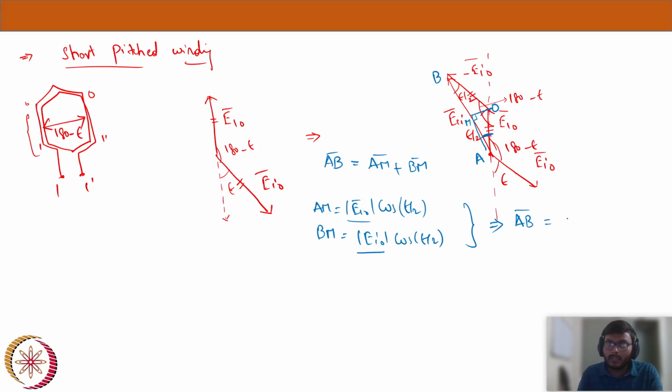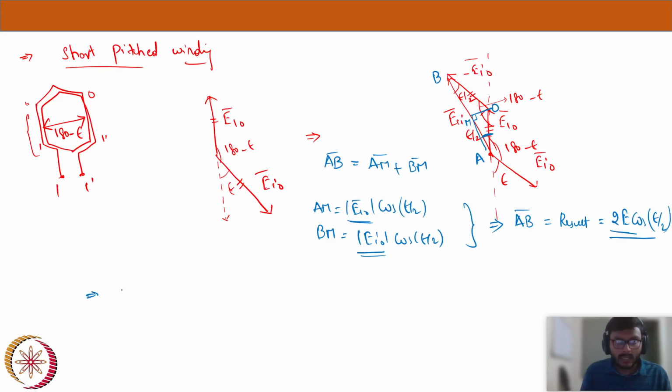AB, which is my resultant, is equal to AM plus BM. If you add it, it's 2E cos epsilon by 2. So E10 and the magnitude, these both are equal. That's why I have added these two. Okay, this is what we get in the case of a short pitched winding.